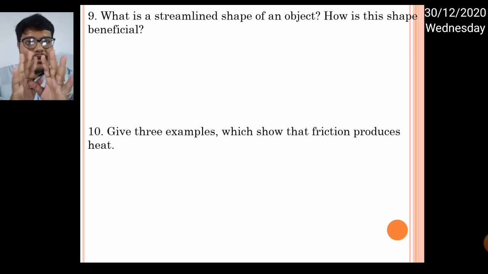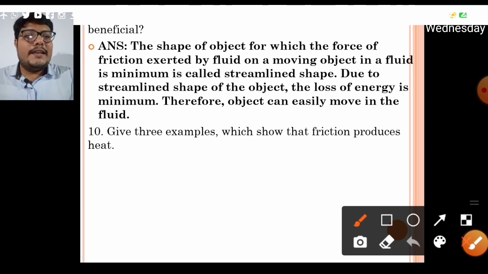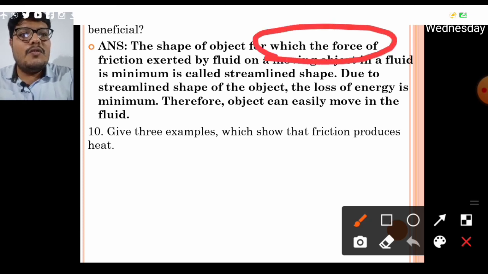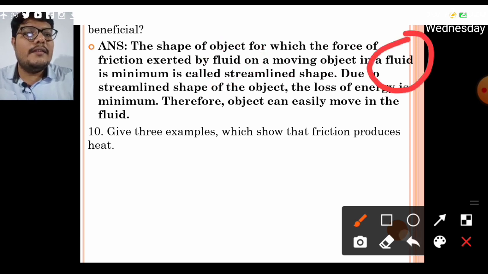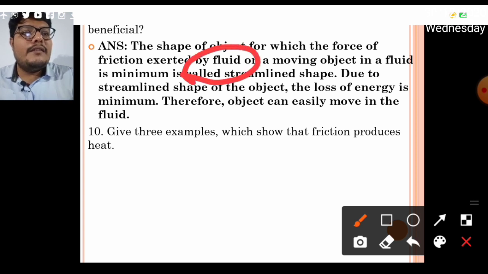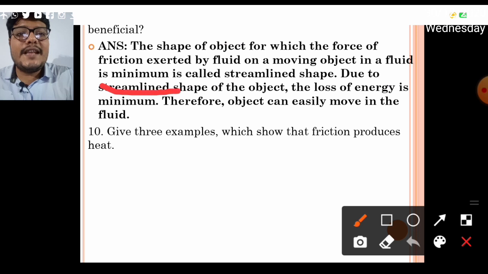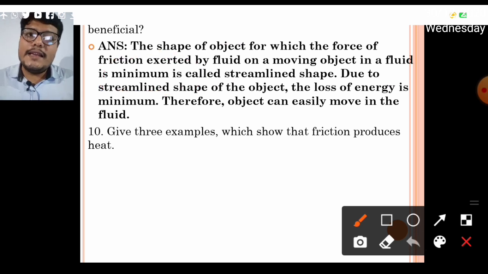Now I am speaking and you are getting it, but the definition is a little bit difficult to write and remember, so please focus here. See here, the shape of an object for which the force of friction exerted by the fluid on a moving object in the fluid is minimum is called streamlined shape. Fluid is written two times here, right? By the fluid, and when the object moves in a fluid, the friction exerted is minimum. It is called streamlined shape.